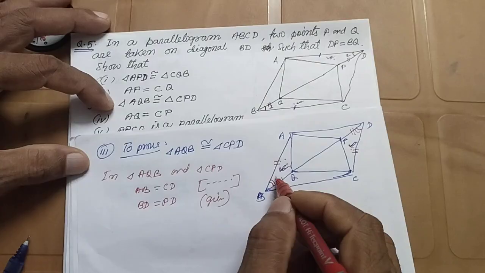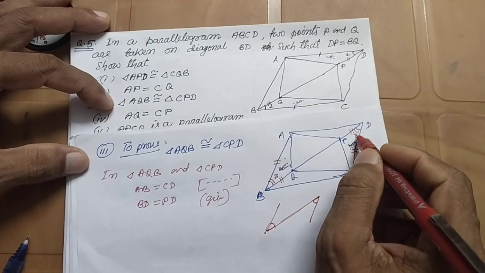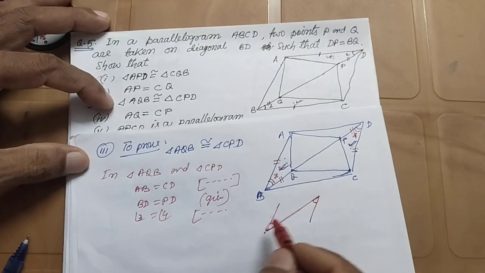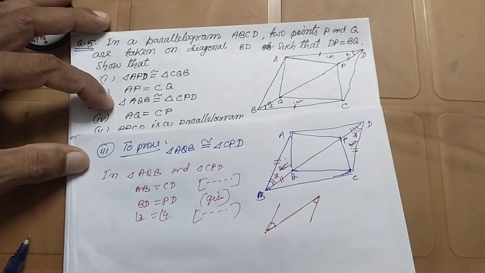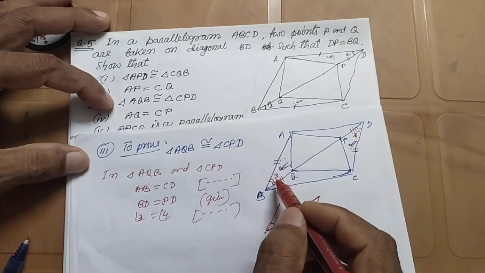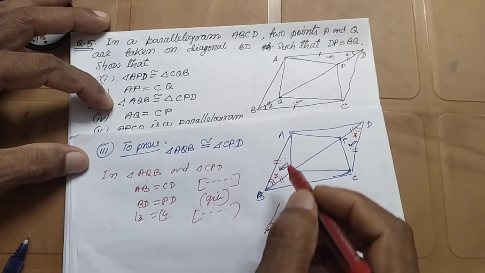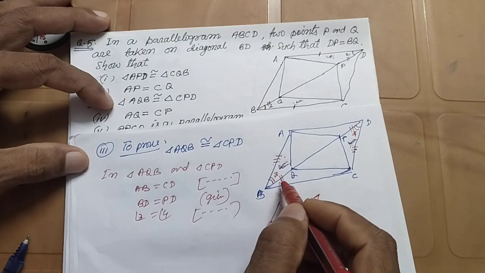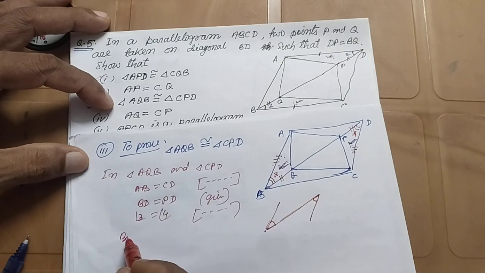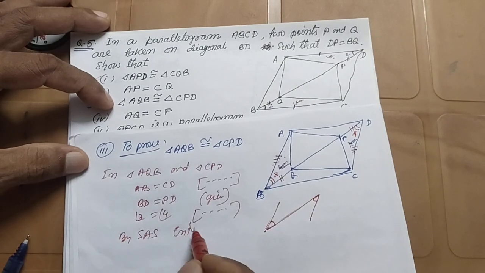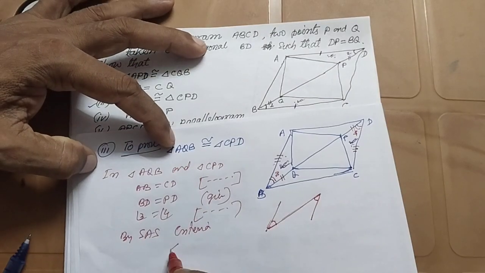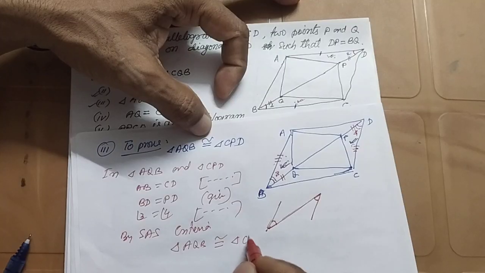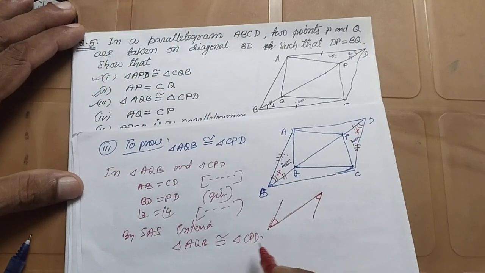You can mark here angle, say 3 and 4. So angle 3 is equal to angle 4. You will mention here they are alternate angles. The diagram is shown here. And then what we are getting? We are getting side angle side. Angle is in between the two corresponding equal sides. So it is by side angle side criteria, you can say these two triangles are congruent. Triangle AQB is congruent to triangle CPD. This is the proof of the third part.